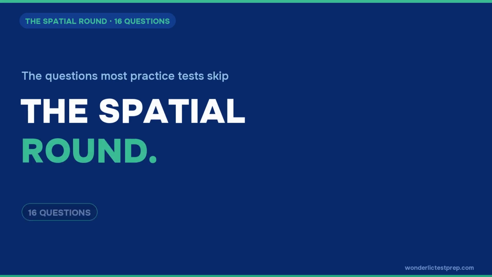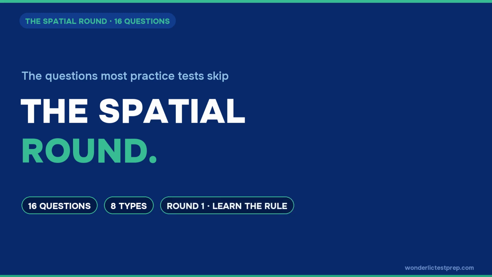16 spatial questions, 8 question types, 2 rounds. This is the round almost nobody drills. Cube folding, paper folding, mirrors, pattern matrices, the questions most practice tests skip completely.